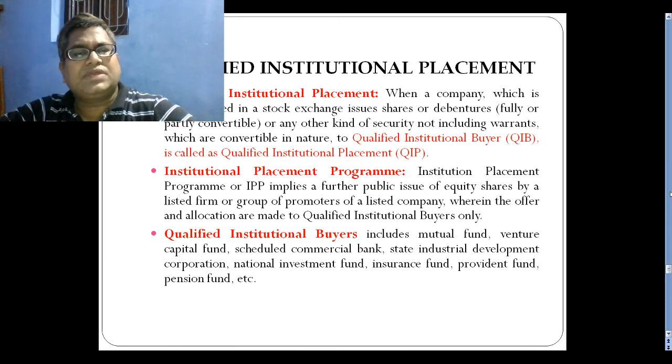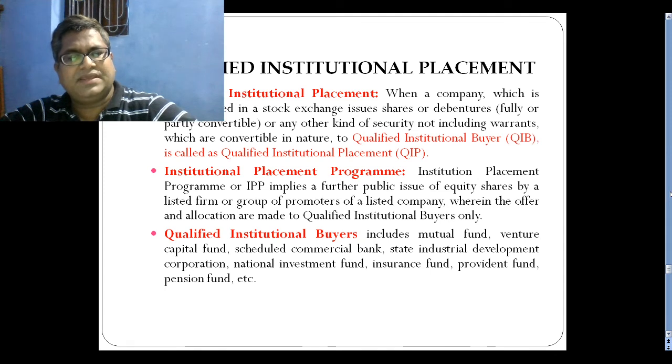If you talk about QIP, qualified institutional placement, it means the equity shares of a listed firm or the promoters of a listed company may allocate some of the stakes or some of the shares through qualified institutional buyers. Means some buyers are involved to purchase these types of stakes. That type of placement program is called a QIP, qualified institutional placement program.